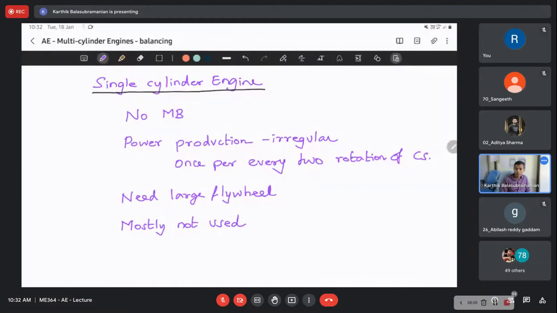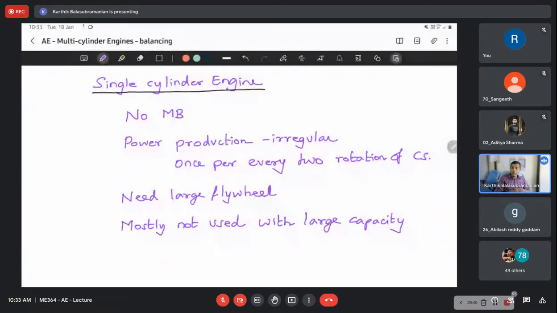Right? Yes, sir. But as the capacity increases, that is when the balancing becomes a problem. So mostly not used with large capacity. Let me add a qualifier there. With large capacity, you can't use it. If it's just 100 cc, probably you can go with a single cylinder engine with a certain type of flywheel. It can still be simpler. You understand? Yes, sir. So mostly not used with large capacity.